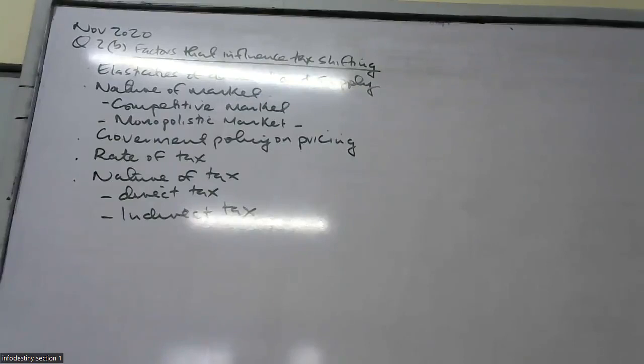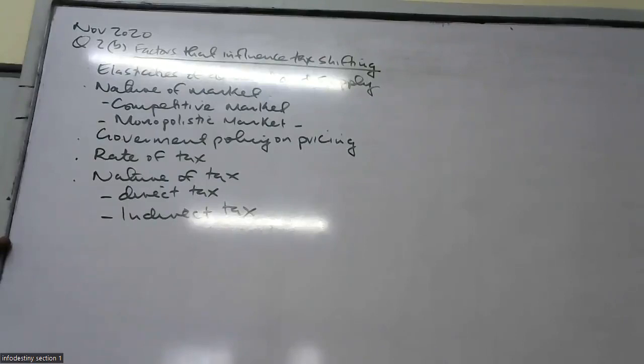But if the rate is high, then either he will shift it backward by negotiating prices with his suppliers. So that will be called backward tax shifting. Well, he may shift part of it to the consumer through an increase in price and maybe bear part of it.